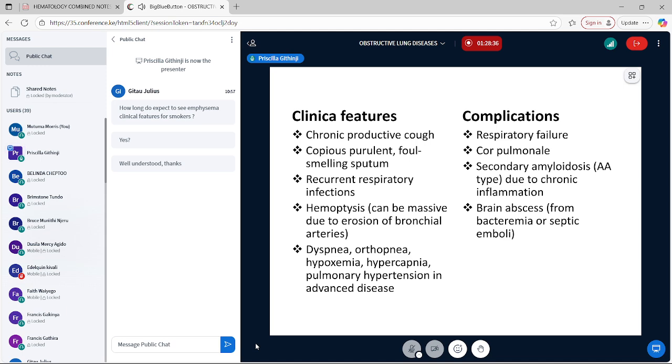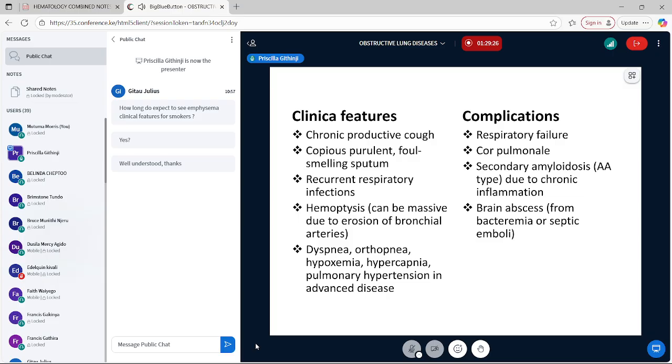What are the clinical features? So we've talked about the patients having a chronic productive cough, and they produce copious, purulent, and foul-smelling sputum. These are patients who are susceptible to recurrent respiratory infections. They can also develop hemoptysis due to erosion of bronchial arteries, especially where you have necrotizing infections. And these patients also present with dyspnea, orthopnea, where they have difficulty breathing when they lie down, they have hypoxemia, hypercapnia, and they might also develop pulmonary hypertension in advanced disease.